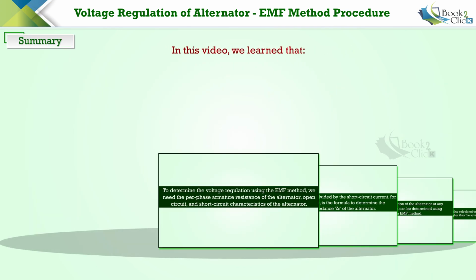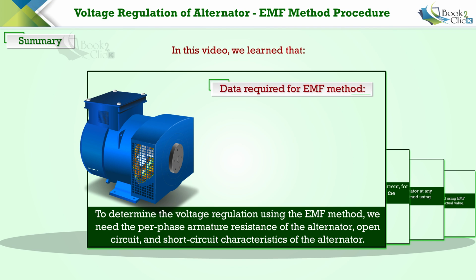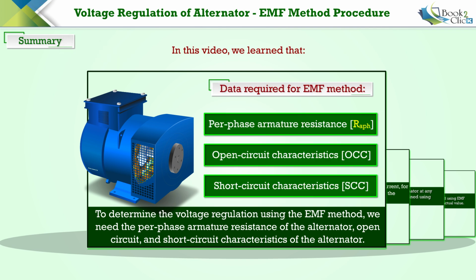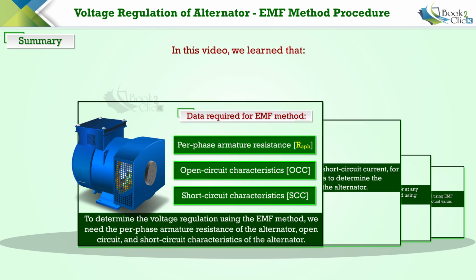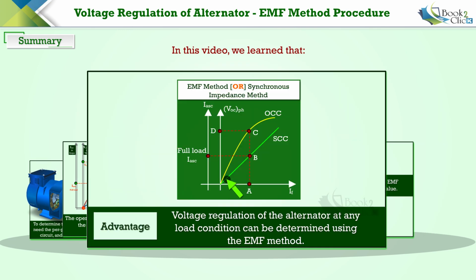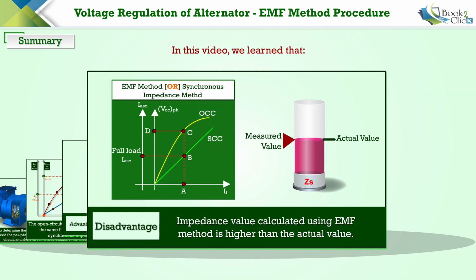In this video, we learned that to determine the voltage regulation using the EMF method, we need the per-phase armature resistance of the alternator, open circuit, and short circuit characteristics of the alternator. The open circuit voltage divided by the short circuit current for the same field current is the formula to determine the synchronous impedance ZS of the alternator. Voltage regulation of the alternator at any load condition can be determined using the EMF method. The impedance value calculated using the EMF method is higher than the actual value.